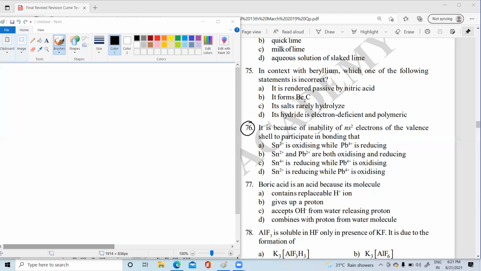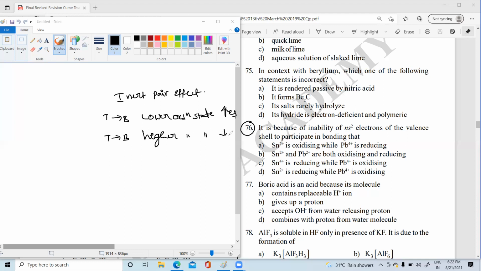It is because of the inability of the ns2 electrons of the valence shell to participate in bonding. So as we know very well, the inert pair effect, students: top to bottom, lower oxidation state stability increases, and higher oxidation state stability decreases.